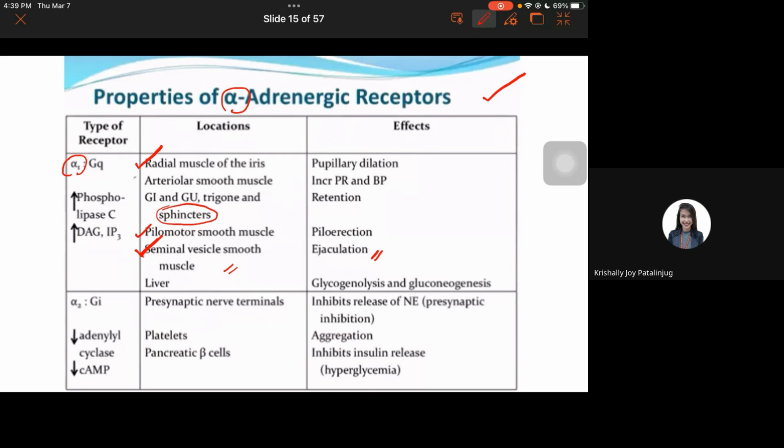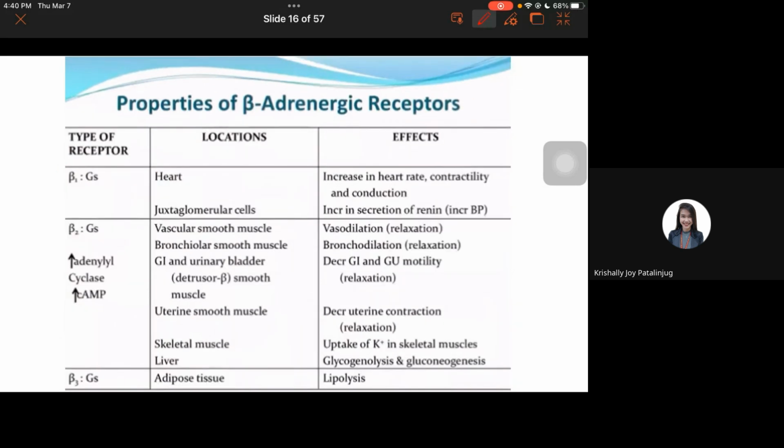Okay, then for alpha 2 presynaptic, particularly presynaptic, diba, this is GI link nga receptor. Kung ang alpha 1 GQ, ang atong guiding principle is contraction. For alpha 2 presynaptic GI, auto-regulation. Okay, auto-regulation. So, ayan. May mga alpha 2 presynaptically, majority of them, diba, presynaptically located. So, ayan, there will be inhibition of norepinephrine.